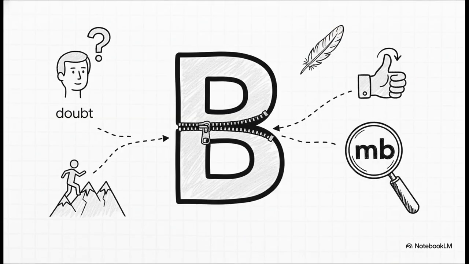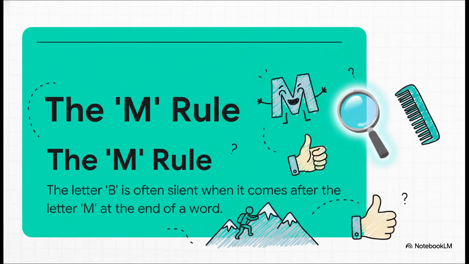Okay, on to our next suspect, the silent B. You've got it in words like doubt and subtle, but pay really close attention to words like thumb and climb. The B sound is usually pretty strong, so it's kind of weird to see it just disappear like that. Do you see the pattern starting to show up here? I bet you spotted it.